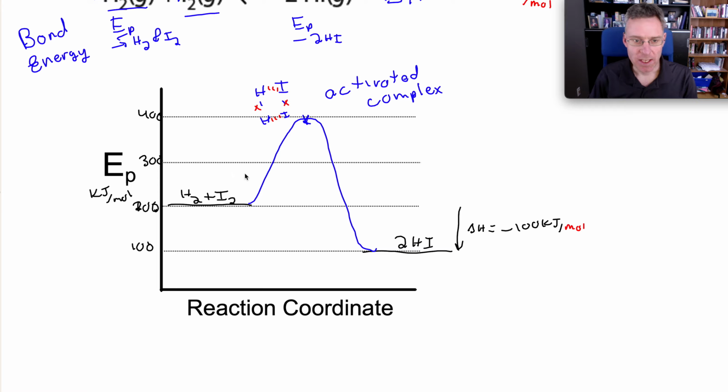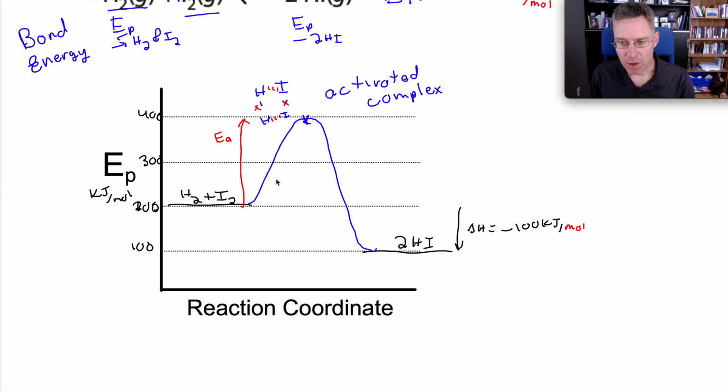So the total energy required to get this reaction started would be this red line that I'm putting in. And this is referred to as the energy of activation, E sub A. Using the scale that I have used, we started at 200, we're up to 400 kilojoules per mole. So the activation energy would be 200 kilojoules for this particular reaction as drawn.